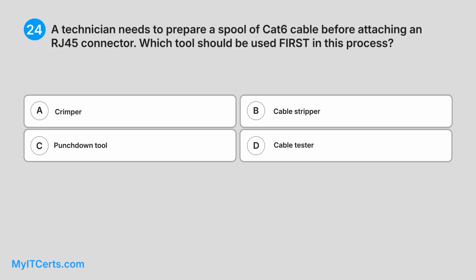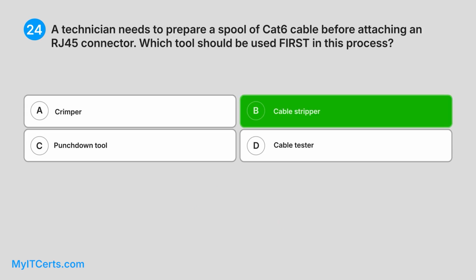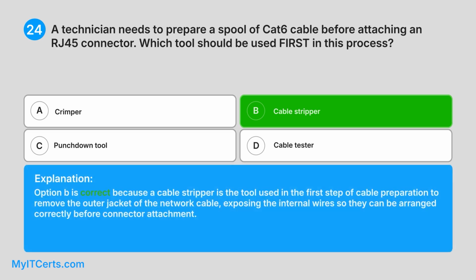Correct answer, B. Cable stripper. Explanation. Option B is correct because a cable stripper is the tool used in the first step of cable preparation to remove the outer jacket of the network cable, exposing the internal wires so they can be arranged correctly before connector attachment.